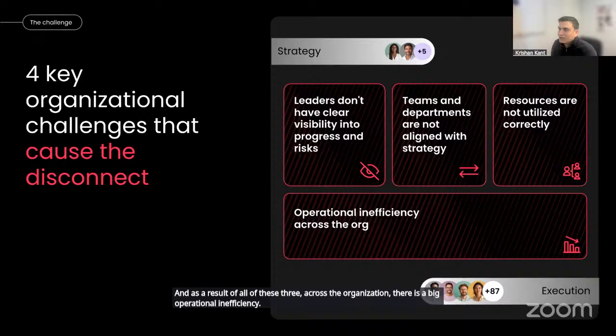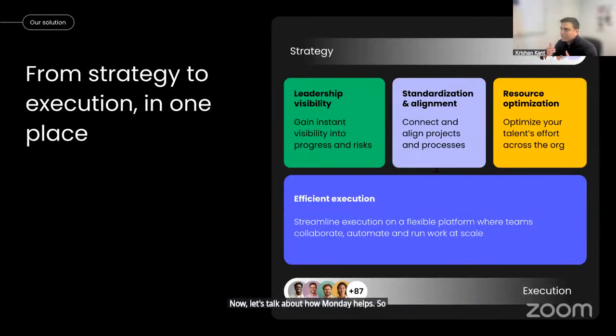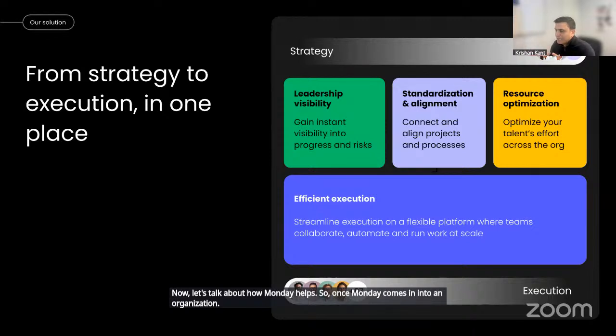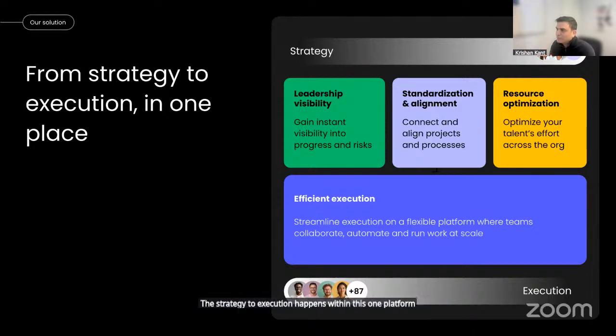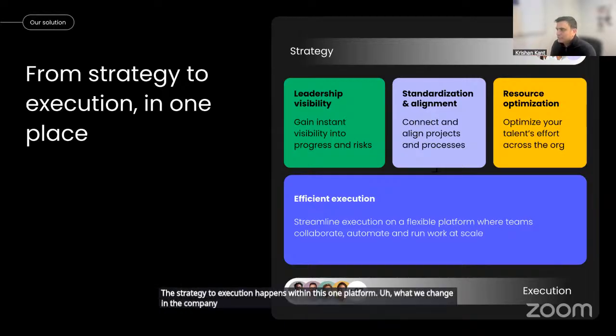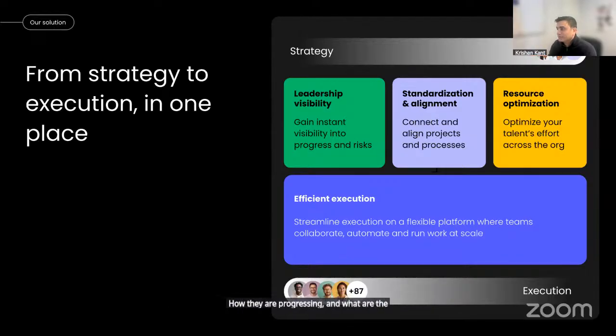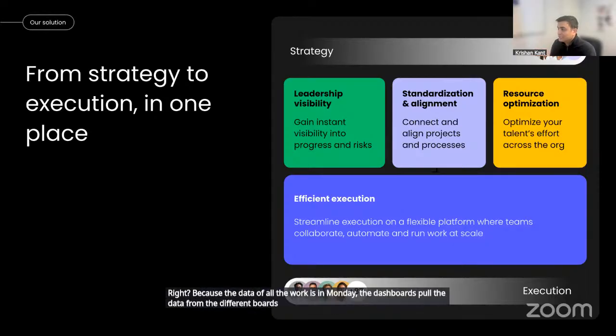Now let's talk about how Monday helps. Once Monday comes into an organization, the strategy to execution happens within this one platform. What we change in the company overall is these four things. We give leaders the visibility into how they're progressing and what the risks are in real time, because the data of all the work is in Monday. The dashboards pull the data from the different boards in real time. You don't have to prepare any slides or anything. You can see this in real time.